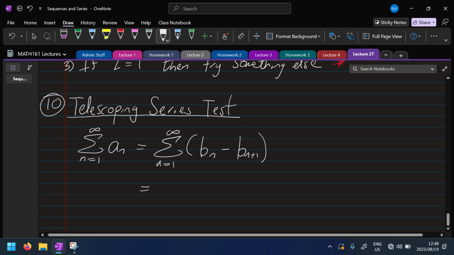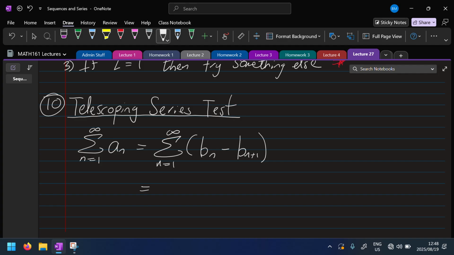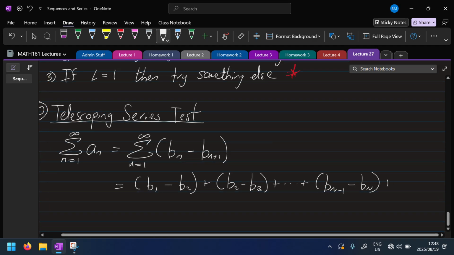So what do we get in this case? If we can write it like this, let's write out a few terms. The first term, when n is 1, we can write as b_1 minus b_2. Then if n is 2, we get b_2 minus b_3, plus and so on. Then we can go up to some n, which we can write as b_(n-1) minus b_n, and so on.